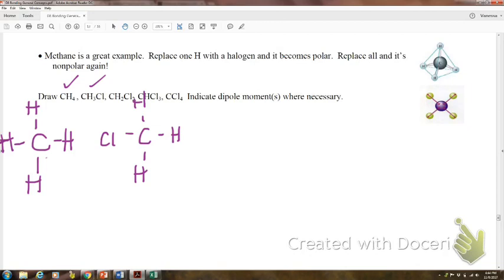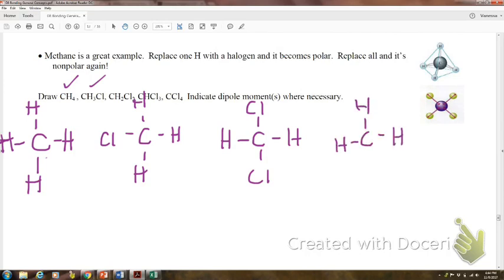Quite frankly, it doesn't matter where you put that chlorine, just know that it can go anywhere because these are 3D molecules. Then we have CH2Cl2, and again, you could have drawn them next to each other or across from each other, it doesn't really matter. And then you have CH3Cl. And then lastly, we had CCl4, carbon tetrachloride. Okay? And again, we're not going to draw all the gory details there.